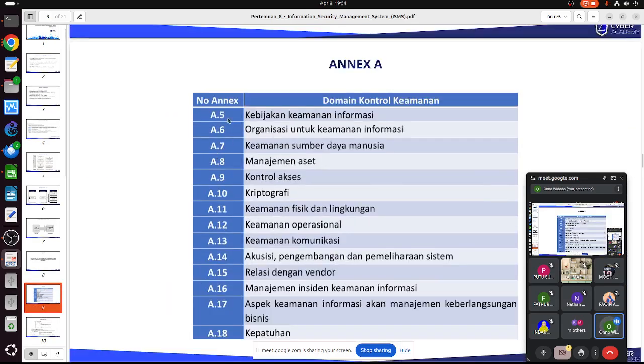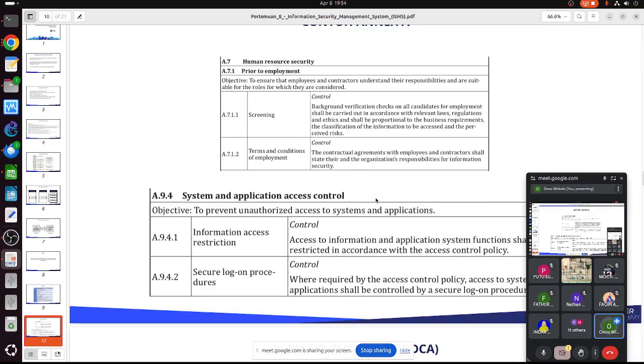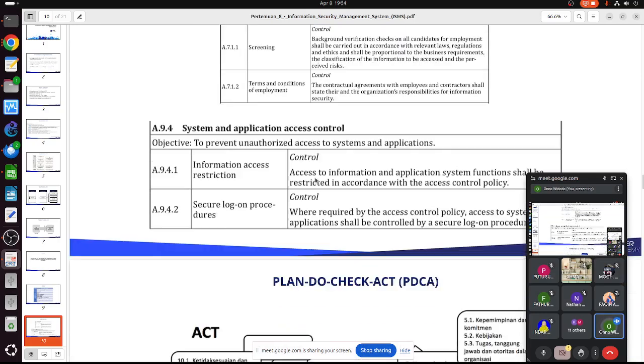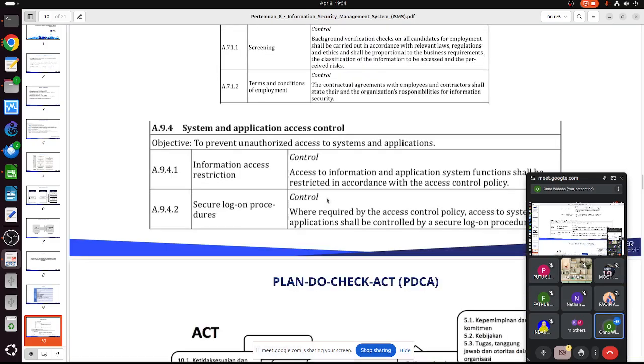So this is Annex A. Annex A5, 6, 7 to 18, and this is the example, Annex A7. We have Annex A.7.1.1 screening. This is the background check of all the candidates, human resources, terms and conditions of employment. So they actually do this thing. Then there are a lot of things that have to be checked here.